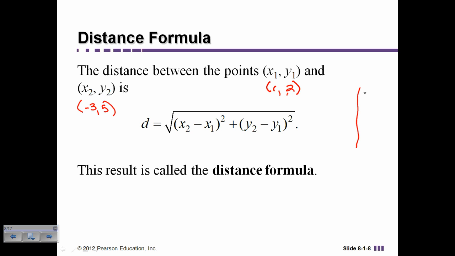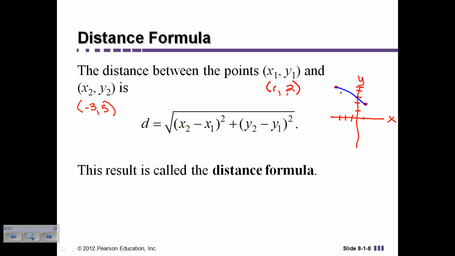So what you have to remember is that we have a graph. Here's my x, here's my y. +1, +2 would be here. So there's my first point. -3, +5 would be up here, and I'm just estimating these values. So I'm asking you to find out how far apart those 2 points are. That's what the distance formula is telling me. How far apart are those 2 points?